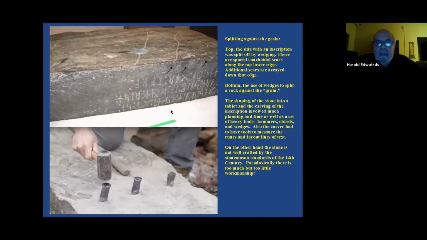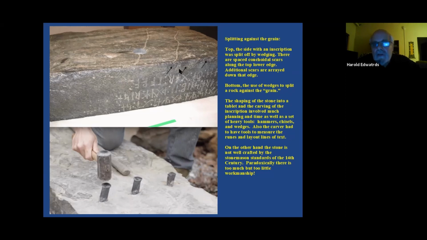If you're going to break it against the grain, you have to do a different scheme. The bottom photo shows how this is done. A line would be scribed in the rock, and then a wedge would be inserted a short distance into the rock. A second wedge would be inserted, and then a third wedge would be inserted, and then the workman would come back to the first wedge and hammer it a little deeper, a little deeper, a little deeper, and he would go back and forth again and again until the rock split in this planar fashion. And this is controlled by the type of rock and the spacing of the wedges.